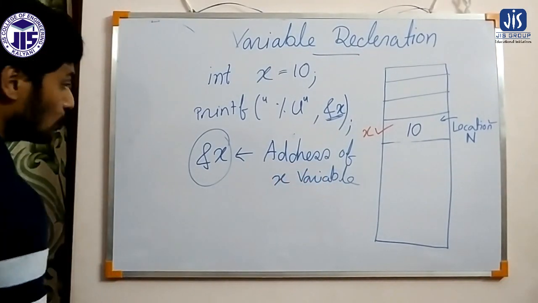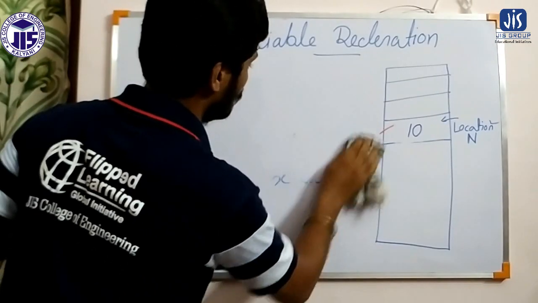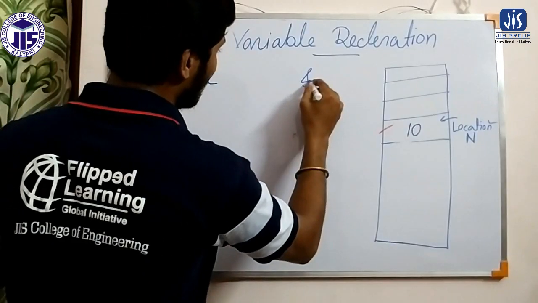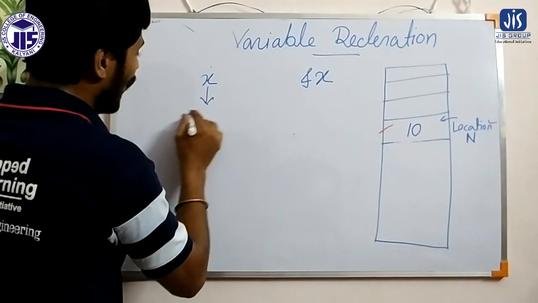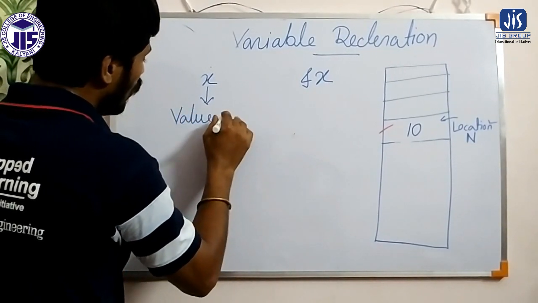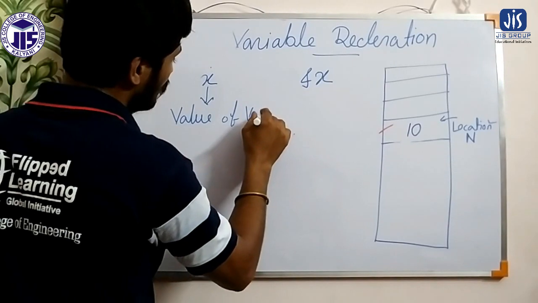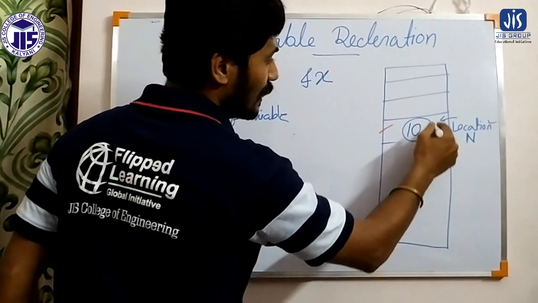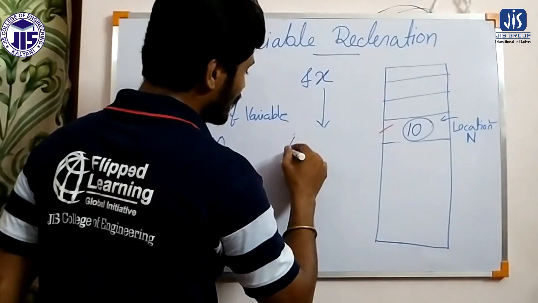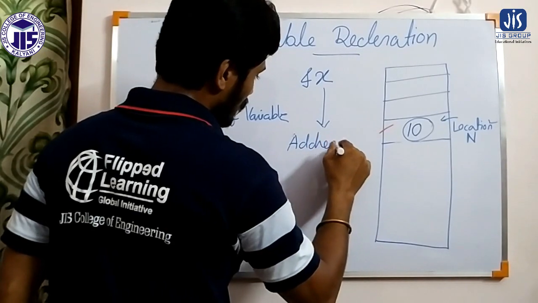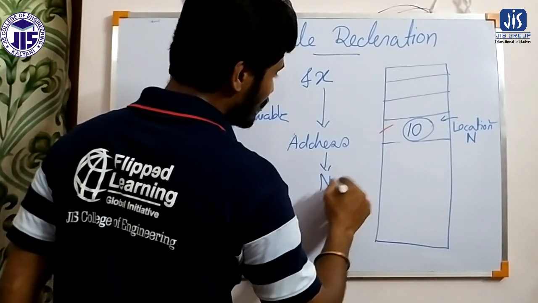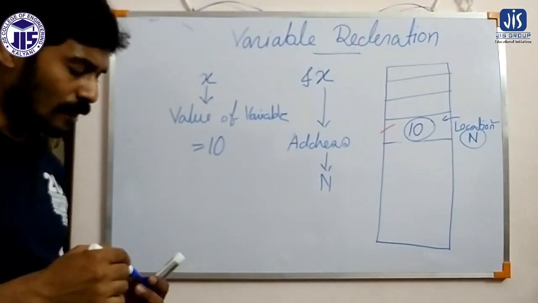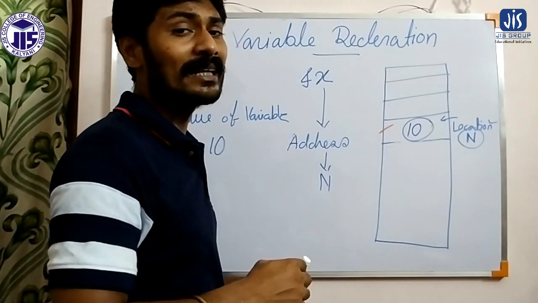So that means here we have got two things. One is x, another one is &x. We can print x, we can print &x. The difference is that x is the value of the variable, that is equal to 10. It is the value. And &x is basically the address, which is basically the location of n in this example. So using x we can access the variable, and using &x we can access the location that it has allocated.